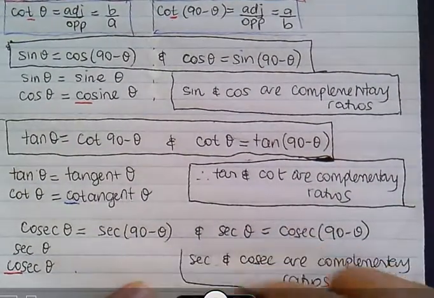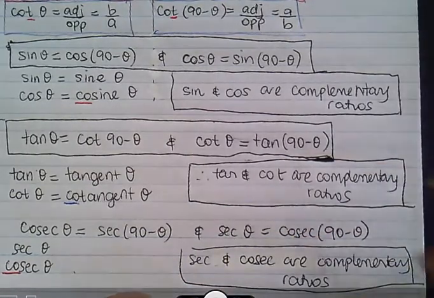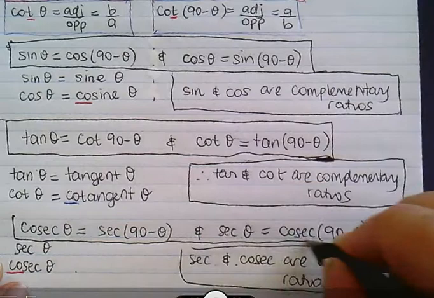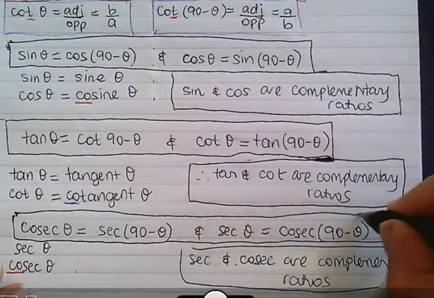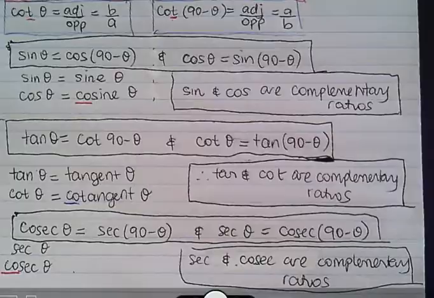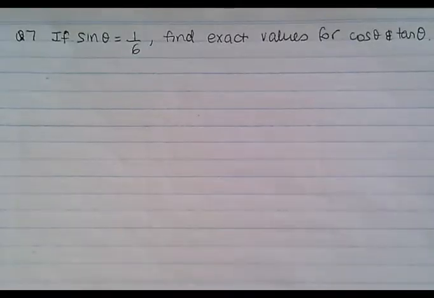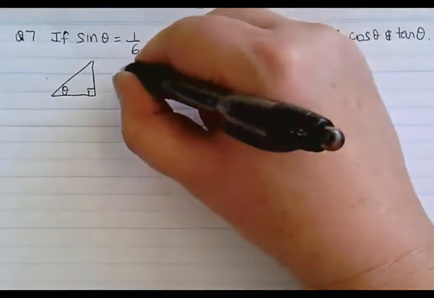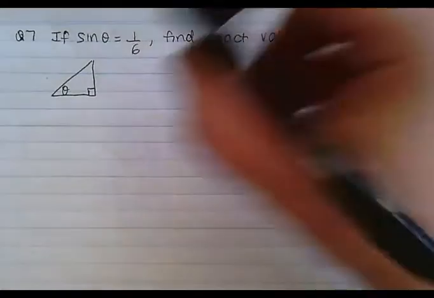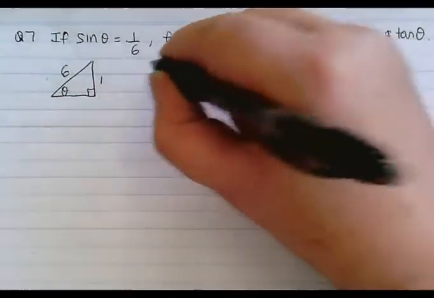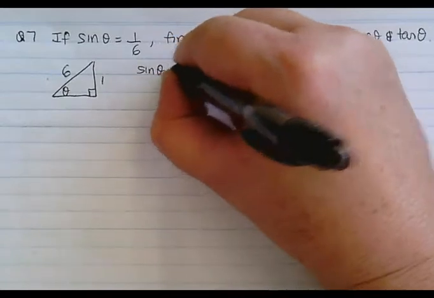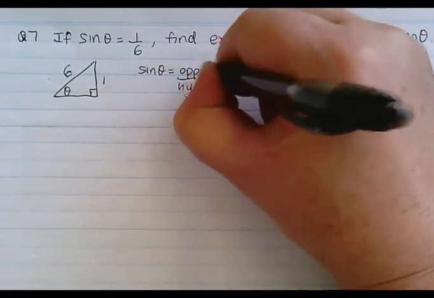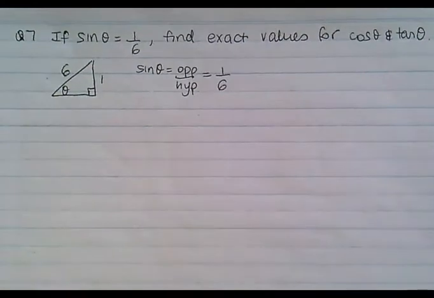Now we're going to put all this into practice. The ratios, if we want, we can write them all out. So question 7, just some examples: if sine theta equals 1/6, find the exact values for the following. Sine theta always means, with reference to theta, opposite over hypotenuse. So in other words, the opposite side is 1 from the theta and the hypotenuse is 6.